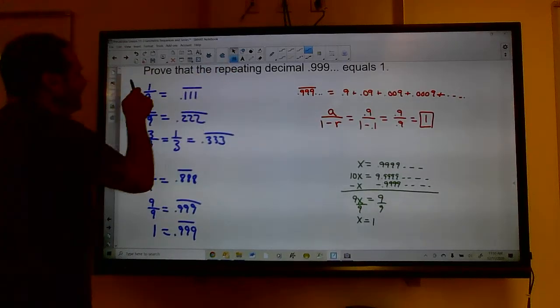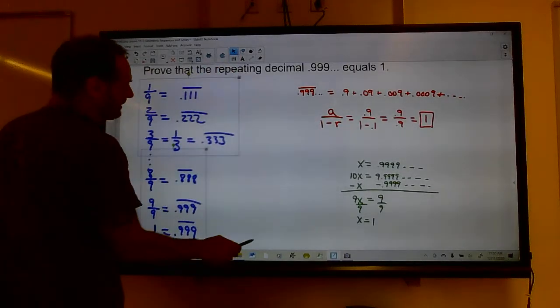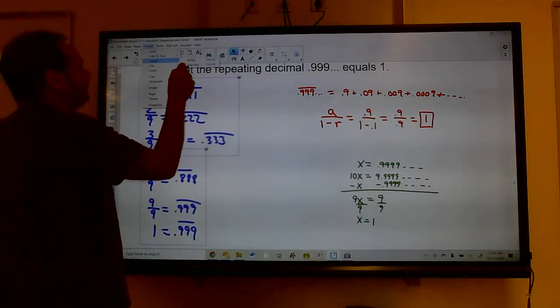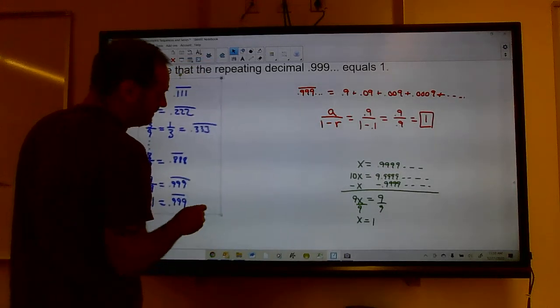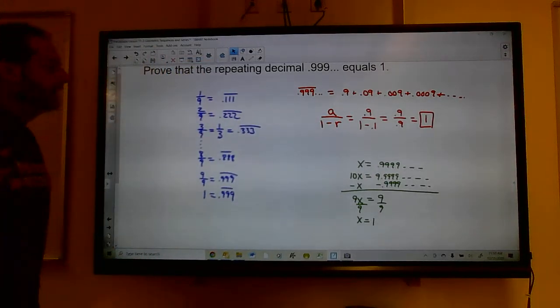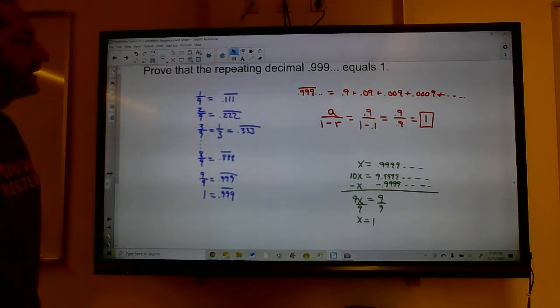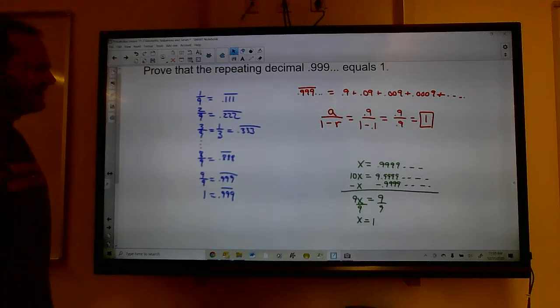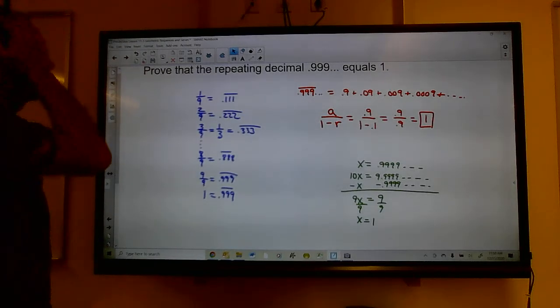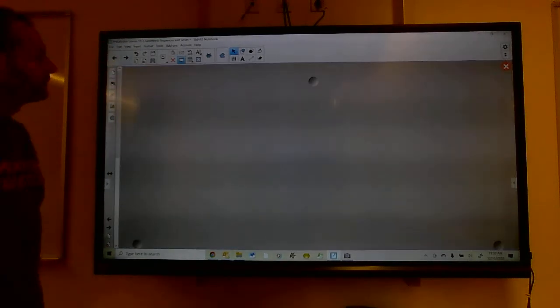How exciting, huh? You don't have fun like this in social studies, I'll tell you that. Okay, so we proved that 0.999 equals 1 three times. And I used to have a fourth way of doing it. I can't remember what that is off the top of my head, so we're just going to skip that today.